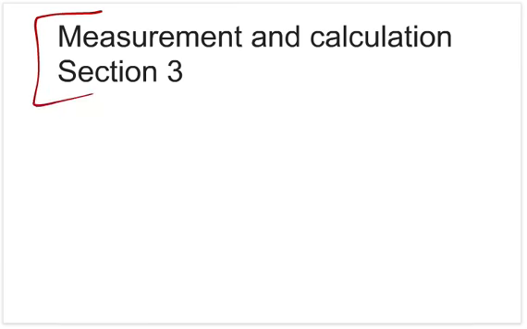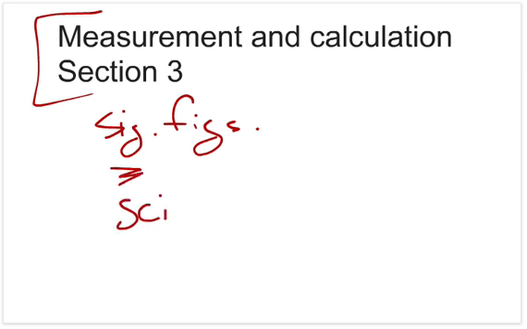Okay, if you're still with us here, we're on section 3 of measurement and calculation. What we are looking at in our book now is significant figures, which is good. Looking at insignificant figures is just really a waste of time due to their insignificance. So we're just looking at significant figures, and we're going to take a look at some scientific notation and math operations with both significant figures and scientific notation.